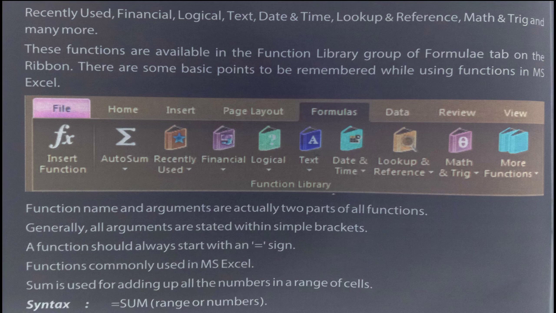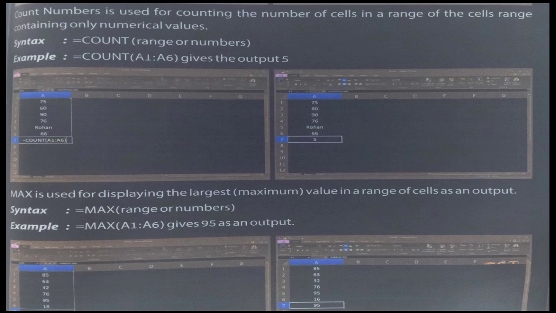Functions commonly used in MS Excel. Sum is used for adding up all the numbers in a range of cells. So we can perform the common functions in MS Excel which are shown in the function library, as we can do average, count numbers. Count numbers is used for counting the number of cells in a range containing only numerical values. The syntax used is count, range or numbers.